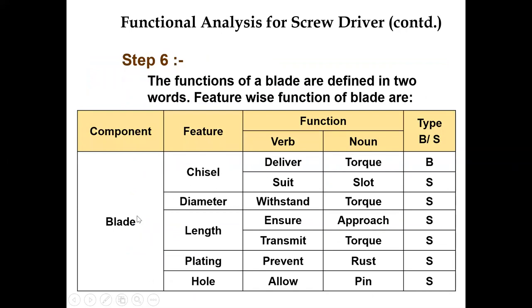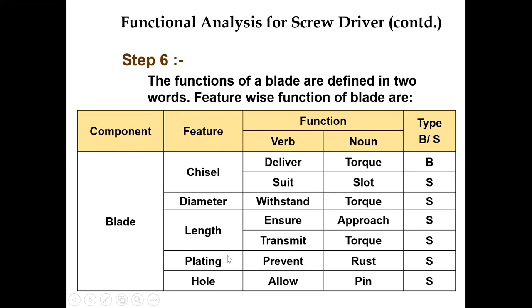So I'm going to define it like this. This is the component. Totally four components are there. The first one is the blade. And what will a blade do? You need to list down all the possible functions. So the blade will deliver torque, it will also shoot slot, it will also extend torque. It's also required to ensure approach, to transmit torque, to prevent rust.